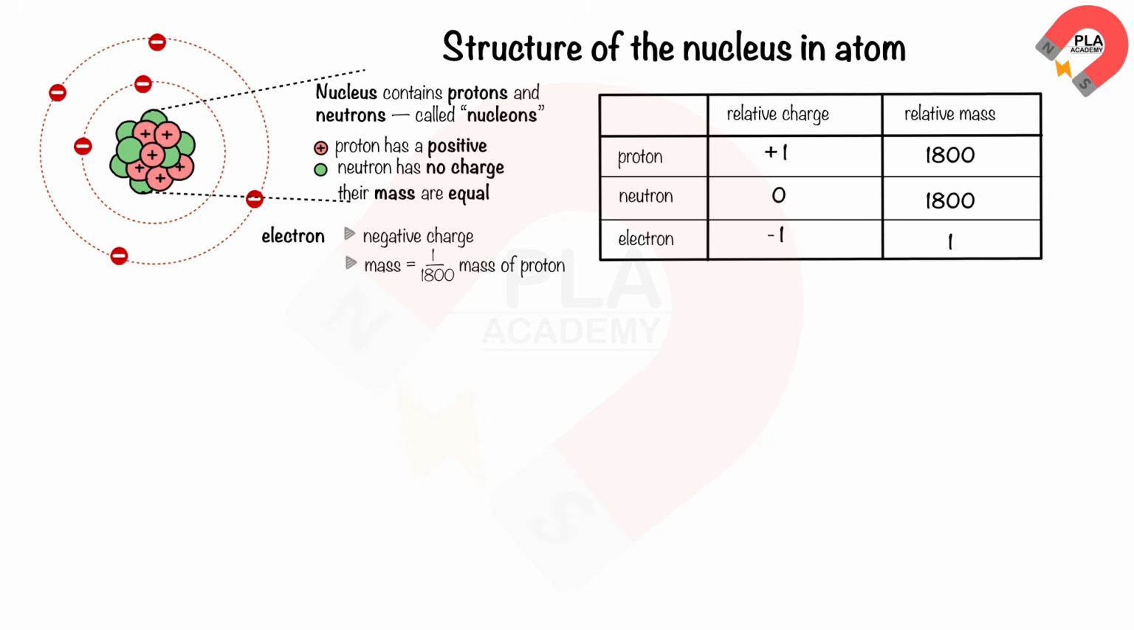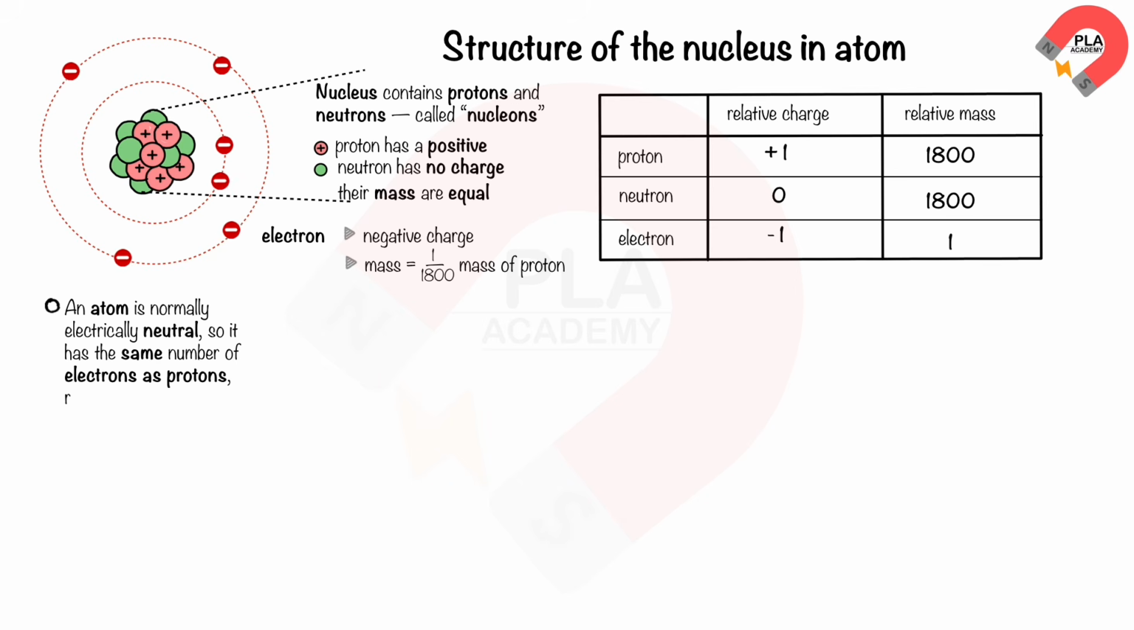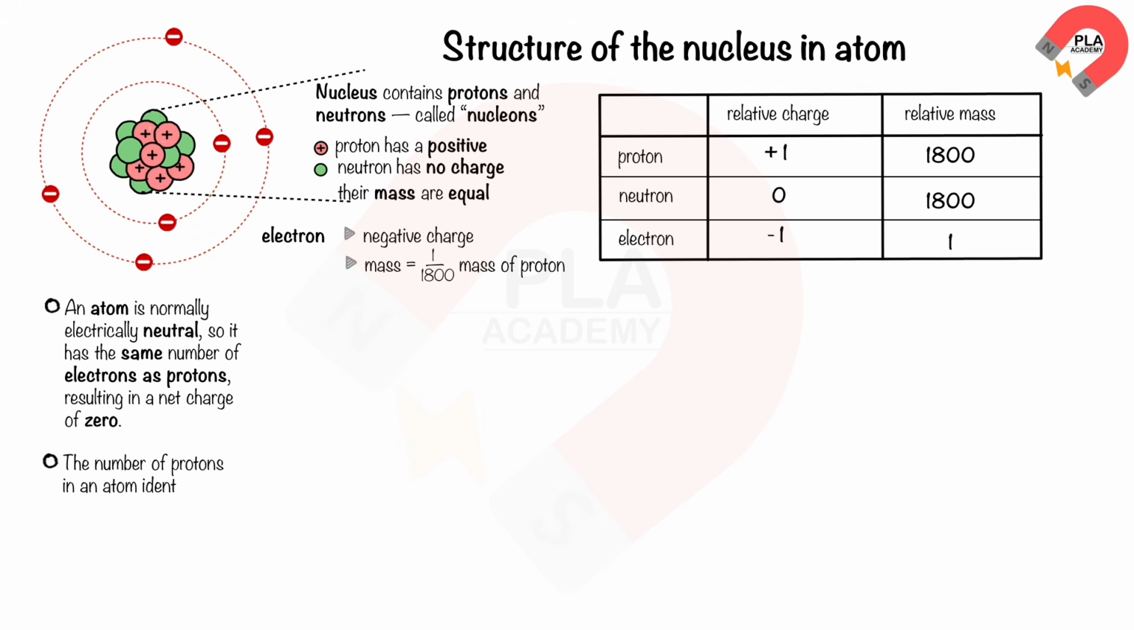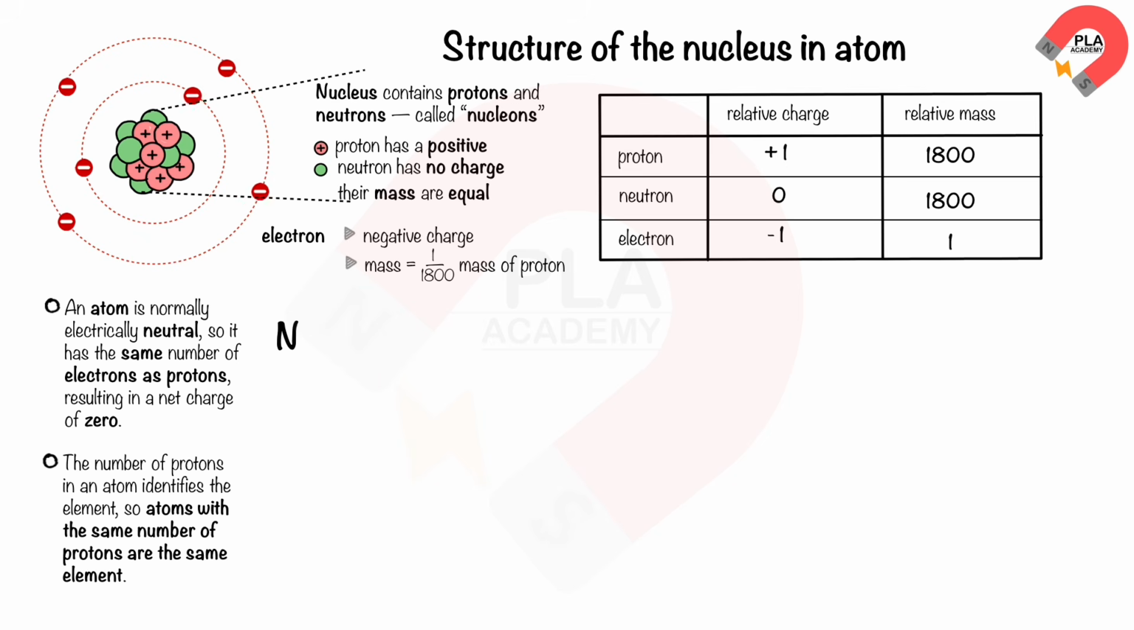The number of protons, neutrons and electrons depends on the type of atom. An atom is normally electrically neutral. This means it has the same number of electrons as protons, resulting in a net charge of 0. The number of protons in an atom identifies the element. So atoms with the same number of protons are the same element.